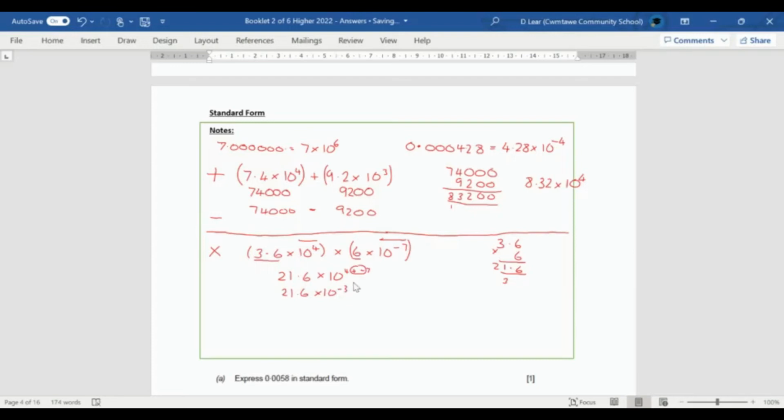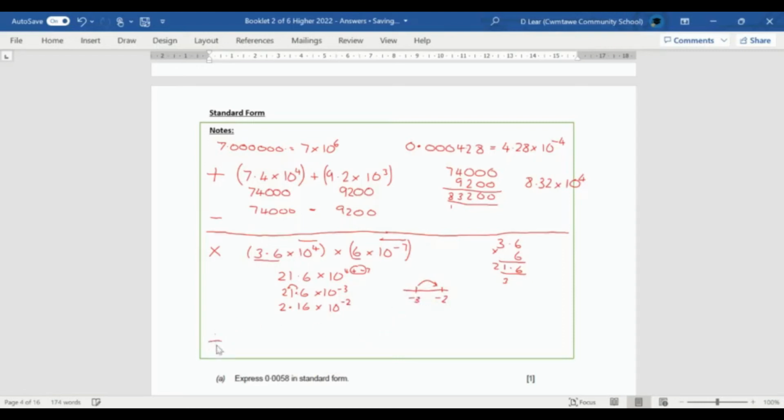However, this is not in standard form because the number needs to be between 1 and 10. In other words, I need to make this number one place smaller. But if I make that one place smaller, I have to make the indice on the 10 one bigger. And we had this chat in class. If you think about a number line, one bigger than minus 3 is actually minus 2. We're jumping up the number line and in negatives. That can be quite confusing.